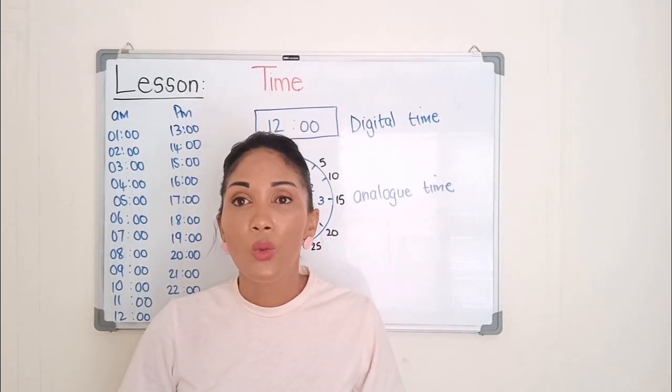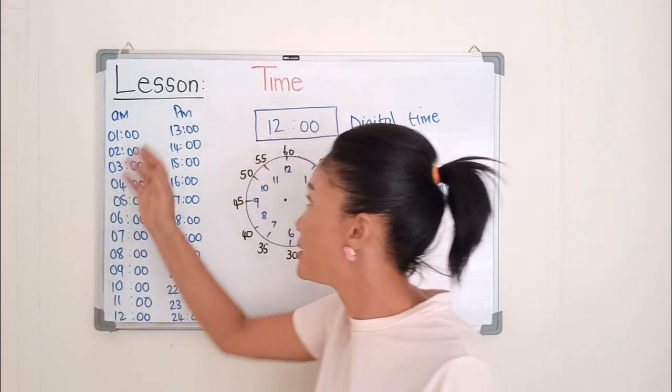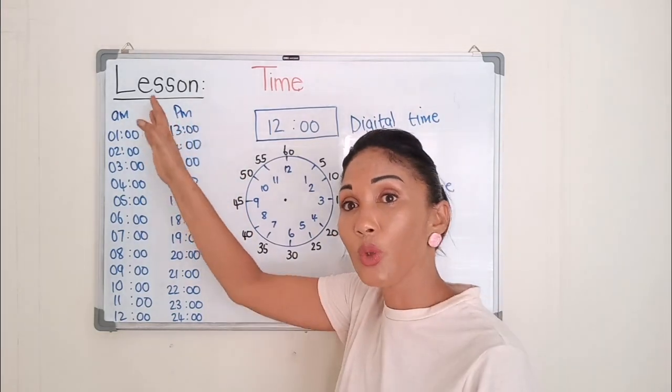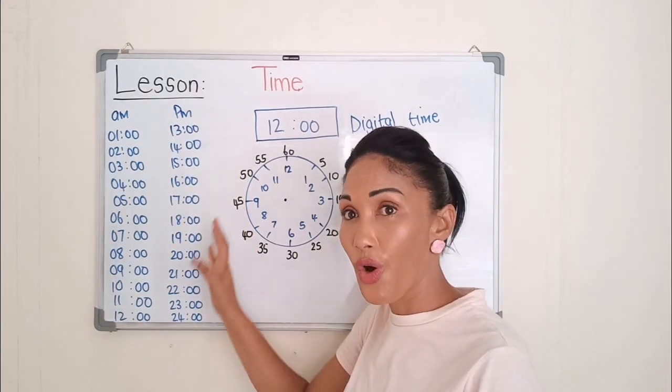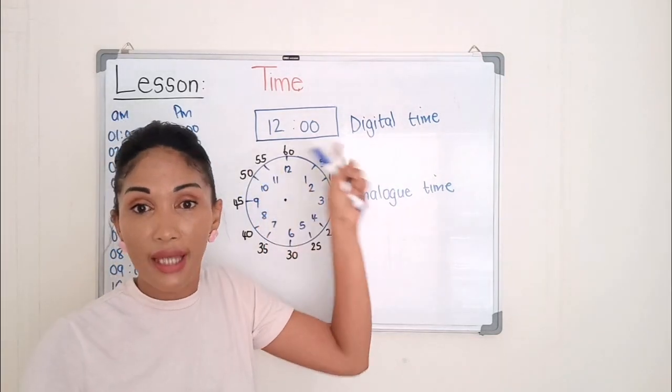Right, for today's lesson, we will be doing time part 2. Remember what we did when we did the AM and the PM? We identified what was the morning and what was the afternoon. Now, what I want to show you today is the digital time.